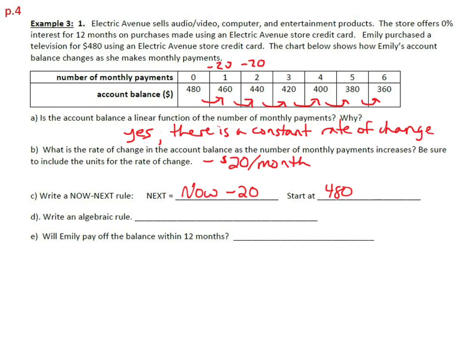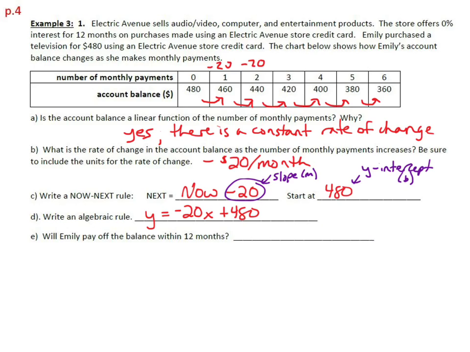So some of you might easily be able to see, without writing the now-next rule, that we can write the algebraic rule that y is going to be equal to negative 20x plus 480. So keep in mind that decrease of $20 per month, that minus 20, there's your slope, which we use m to represent. And wherever we say we're starting at, that's your y-intercept or the b value. So eventually we are going to get away from writing the now-next rules and go straight to the algebraic rules, but for now we're going to use both.